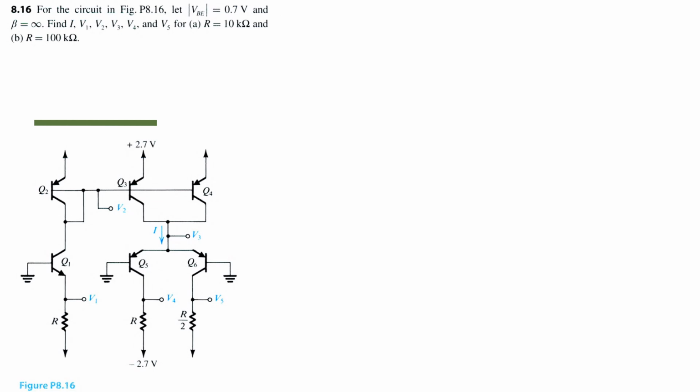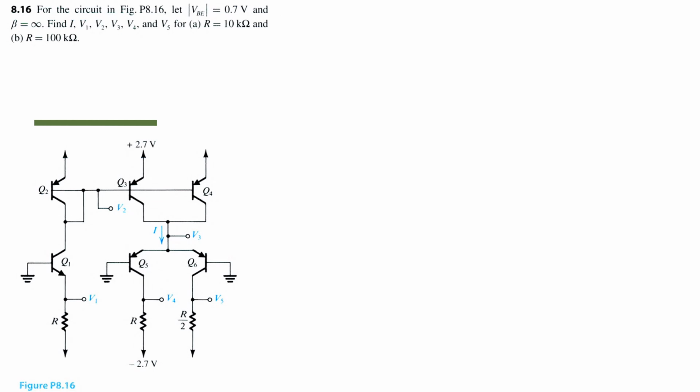Let's solve problem 8.16 for Microelectronic Circuits 8th edition by Sedra and Smith. So we're given this circuit, and we're going to express the voltage from base to emitter for each BJT as 0.7 volts, and we're also going to assume that beta is infinite.